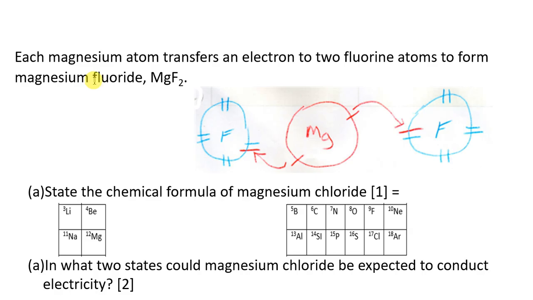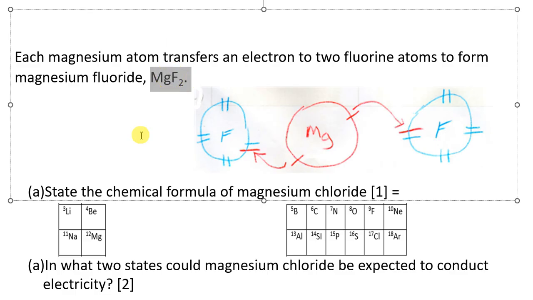Now, if that's the case, each magnesium atom transfers an electron to fluorine atoms. Fluorine atoms will only accept 1, but if they do, they will now get full outer shells of 8. My magnesium atom can satisfy the 2 fluorines. And I've got my chemical formula I will highlight. MgF2. 1 magnesium, 2 fluorides.